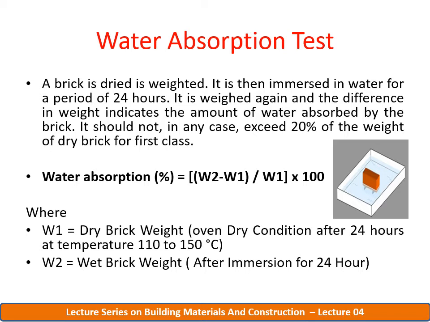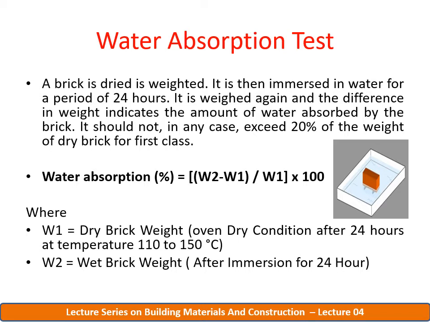The dry sample is put in an oven maintained at a temperature of 105 to 115 degrees centigrade till it attains a constant mass. After cooling the sample at room temperature, the weight of the sample is recorded as W1. The dry sample is then immersed completely in water at a temperature of 27 degrees centigrade for 24 hours.